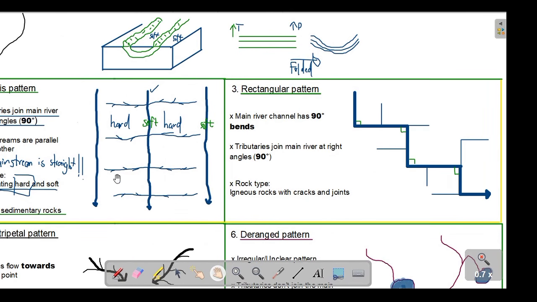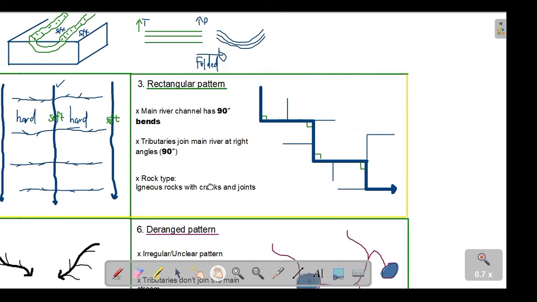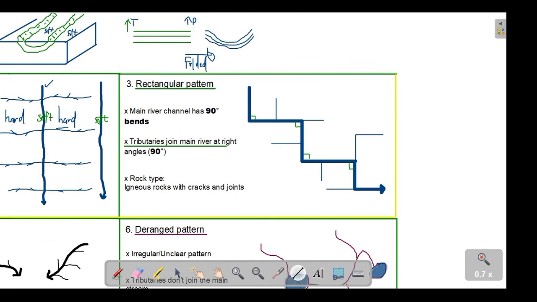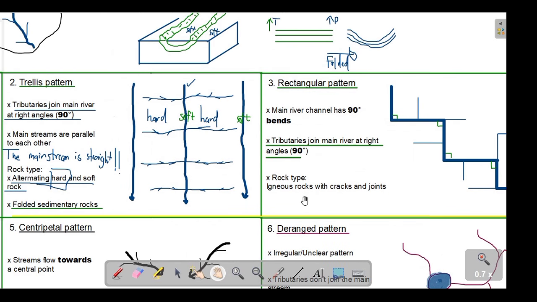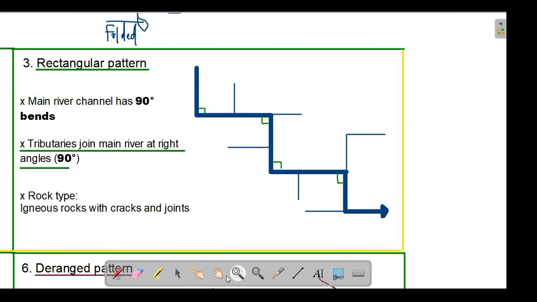Okay. Now, the reason why a lot of people confuse these two is because tributaries join the main river at right angles here too. Okay. So there you have tributaries. So that's a tributary joining the main river at right angle. That's another tributary over there. This is another tributary over there. This is another tributary over there. Okay. Hope you can see that. So as you can see, these join the main river at right angles, the tributaries.